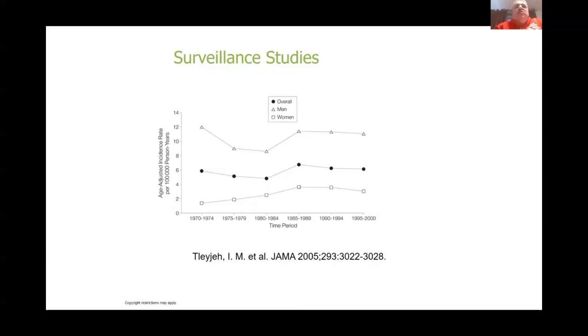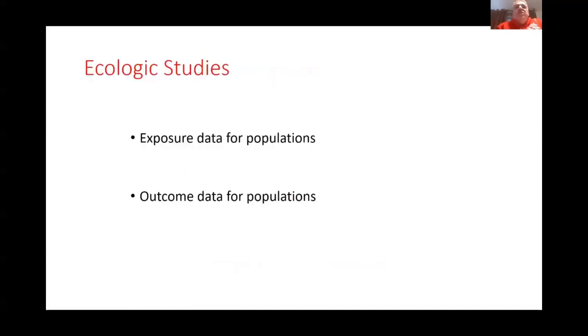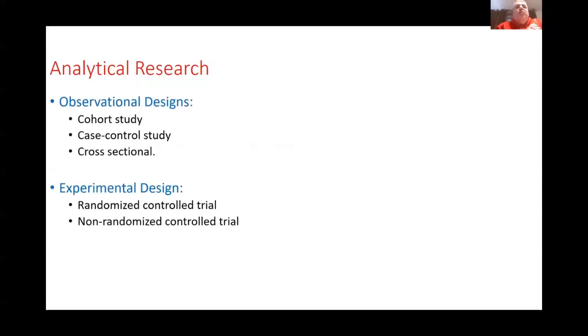Surveillance study, this is what we call an ecologic study. You take the entire population and you see the distribution or the usage in the population of the specific factors you want to study. So it's exposure data for the population and outcome data for the population.